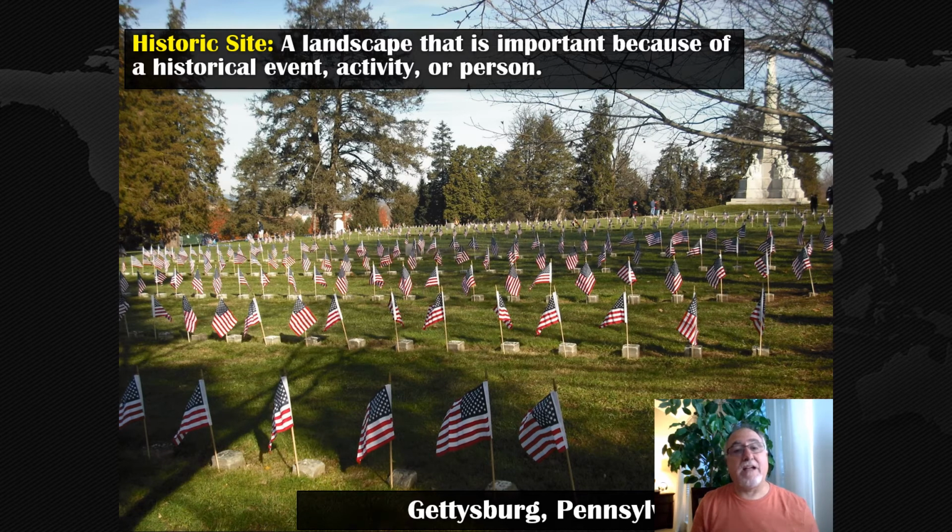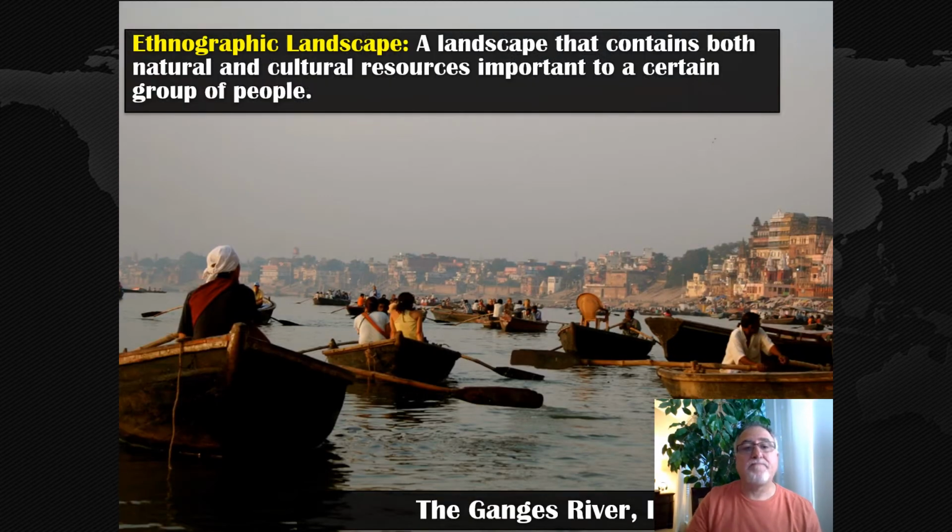So that's the third type. And then the fourth type is ethnographic landscapes. Now these are natural and cultural resources, and they are important to a certain group. Again, the Ganges River serves two purposes. It's a waterway, it's travel, it's goods and services. It's also a sacred river. It is important to their faith and to their belief.